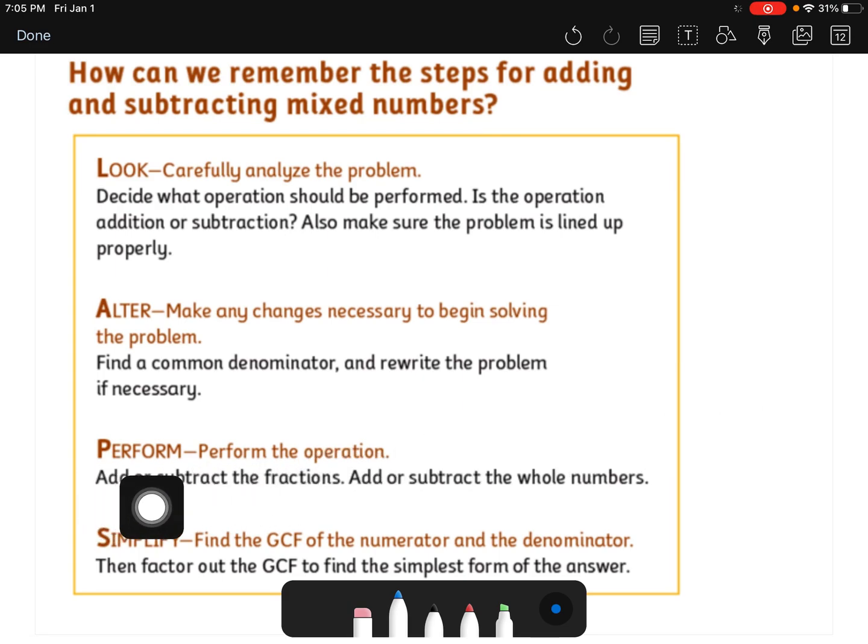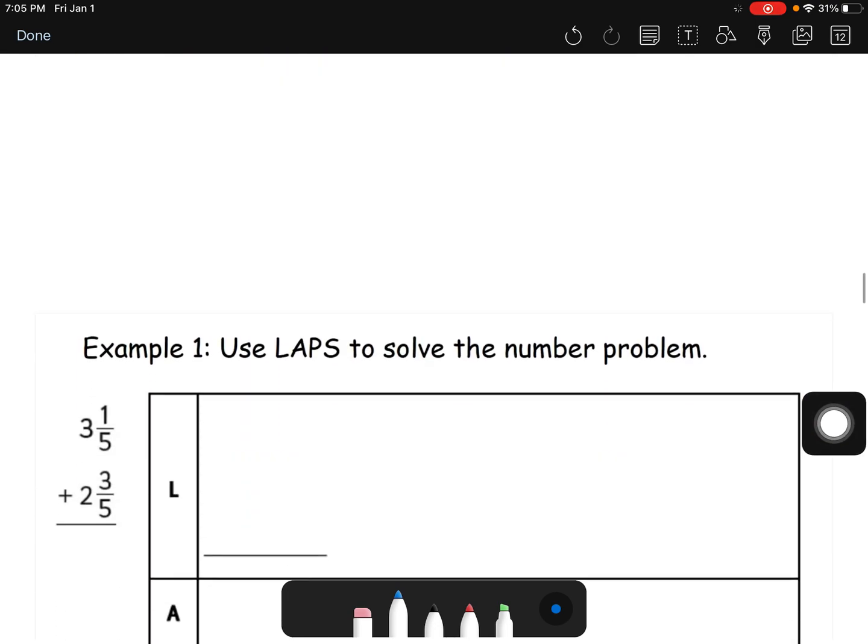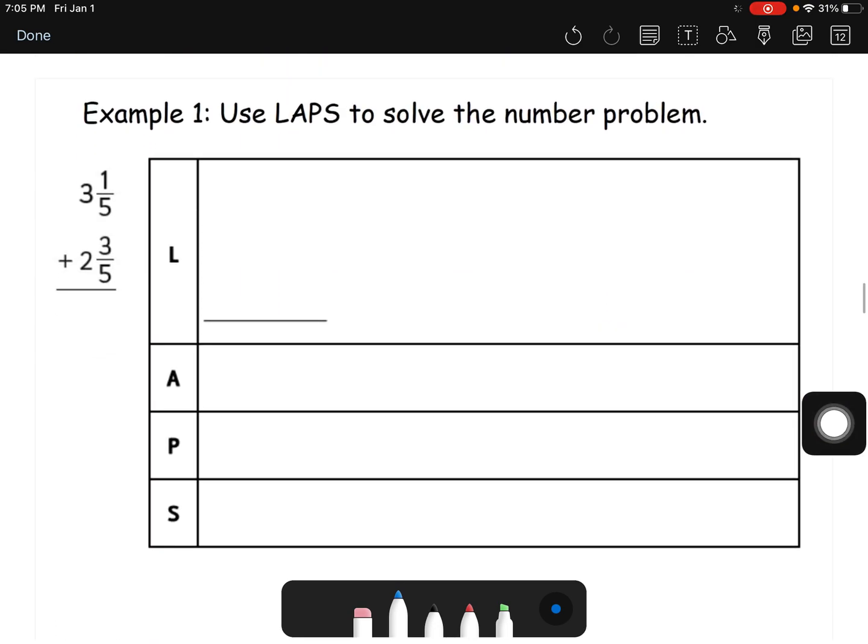And then the P means, well, now do the operation, perform the operation. So the P is perform the operation, add or subtract as required. And finally, we do want to simplify our answers, put them in the lowest possible terms. So we want to find the GCF, the greatest common factor of the numerator and denominator, and simplify it. Okay, now I think in this first lesson, they are going to give us nice mixed numbers where we don't really have to change the denominators. I think they give us mostly common denominators already.